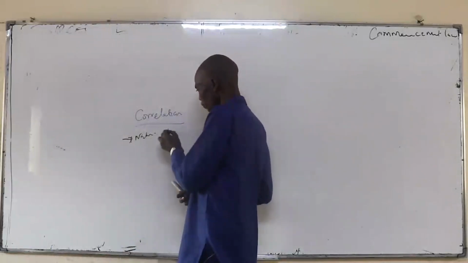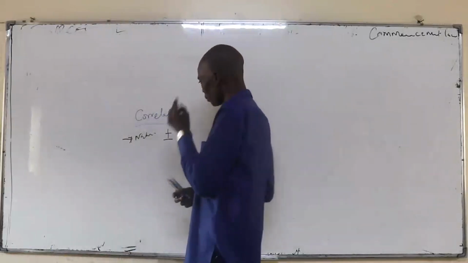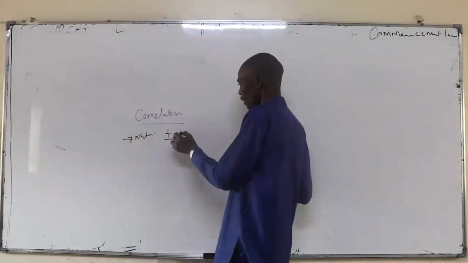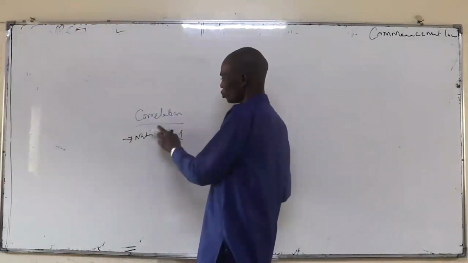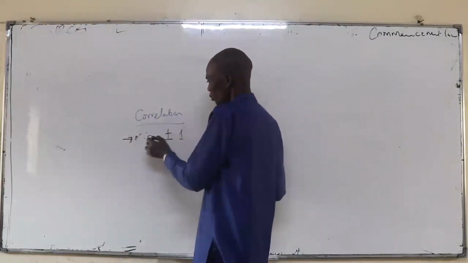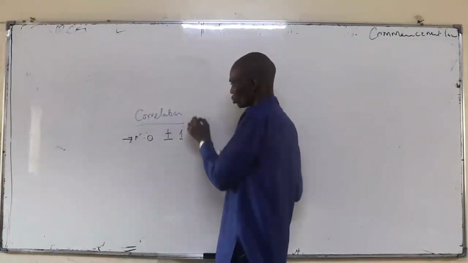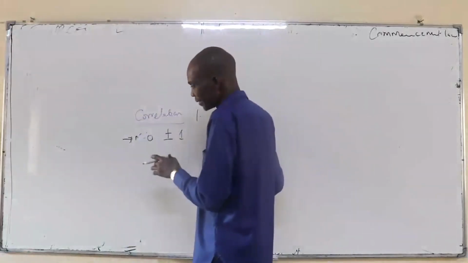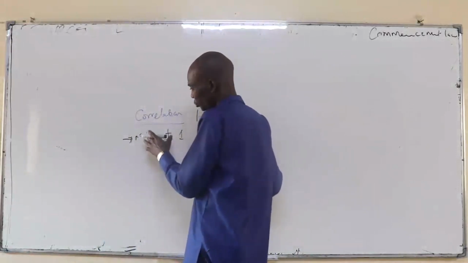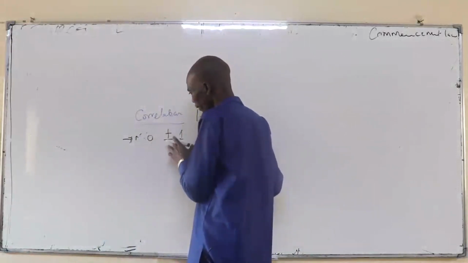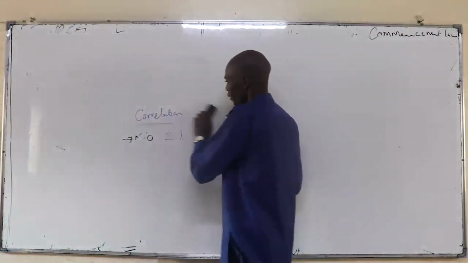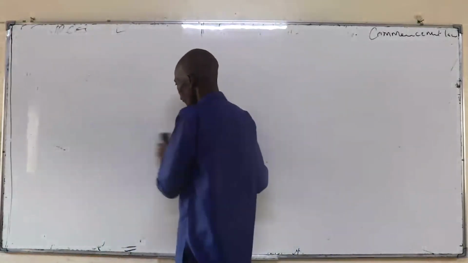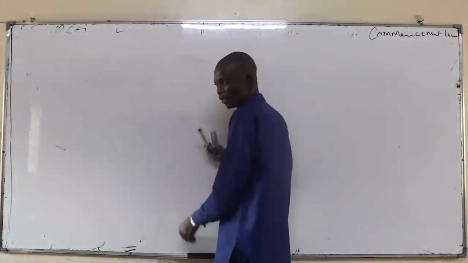So the value of the correlation should be between plus or minus 1. It should actually be between 0 and plus or minus 1, as I've said. And as I basically said again, it shows the nature of the relationship and the extent of the relationship.